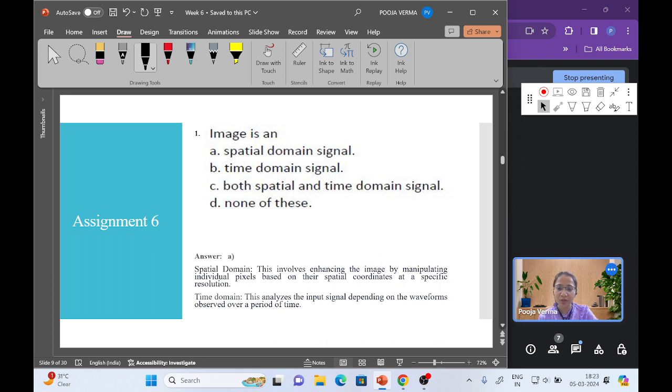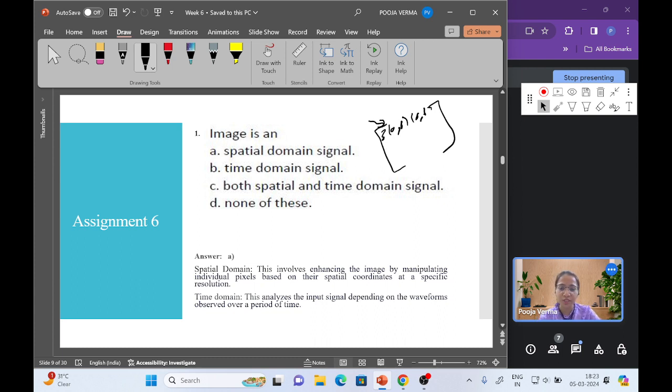Okay, so the first question is: an image is a spatial domain signal, time domain signal, option C both spatial and time domain signals, and option D none of these. So what is an image? I already told you, an image is represented in the spatial domain. Any image is represented in matrix form, and we directly perform manipulation on pixels. That is the spatial domain.